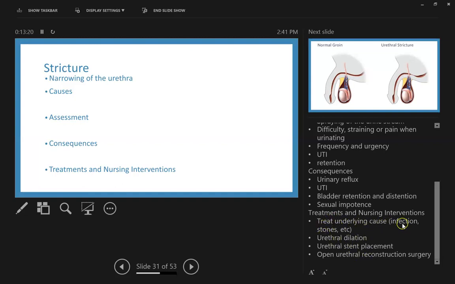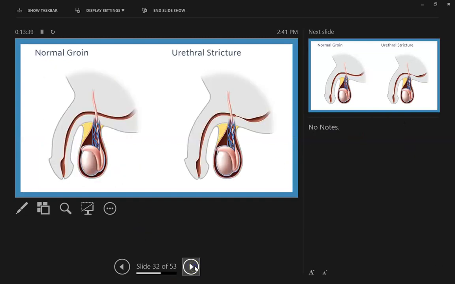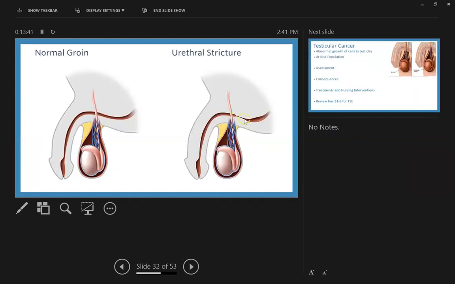So we treat the underlying cause, if it's infection or stones. We may need to do a urethral dilation, where we go in and stretch out those tissues again. A stent may need to be placed, or a reconstructive surgery may need to be done if it's looking like a more permanent thing. So here's a picture of the stricture.